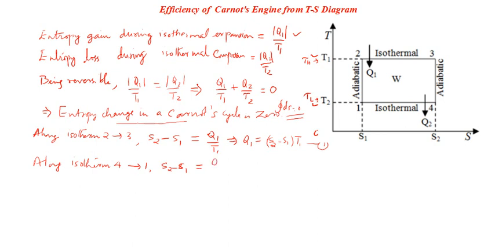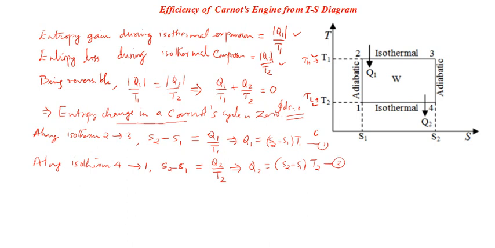That will be Q2 divided by T2. Is not Q2 by T2 the corresponding thing? So that is the entropy loss. I'm just writing its magnitude only. So therefore what will be Q2 equal to? It will be equal to simply S2 minus S1 into T2. So that's my equation number 2.